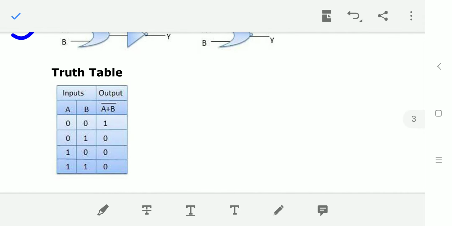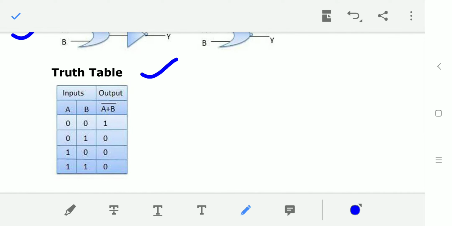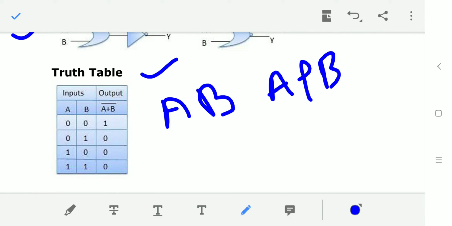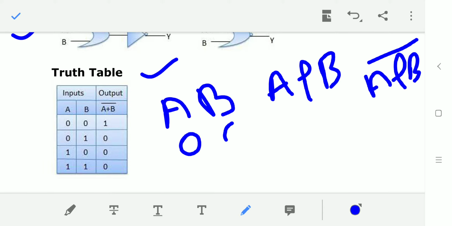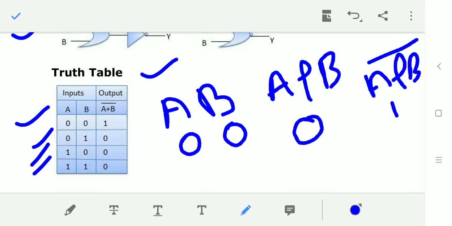This is the truth table. In the same way you can convert. A and B are inputs, and then A plus B is the OR, and A plus B inverse, that is NOR gate. If the value of A is 0 and B is 0, then A plus B is 0, and for the inverse of this you will get 1. In same way you can practice for the next.